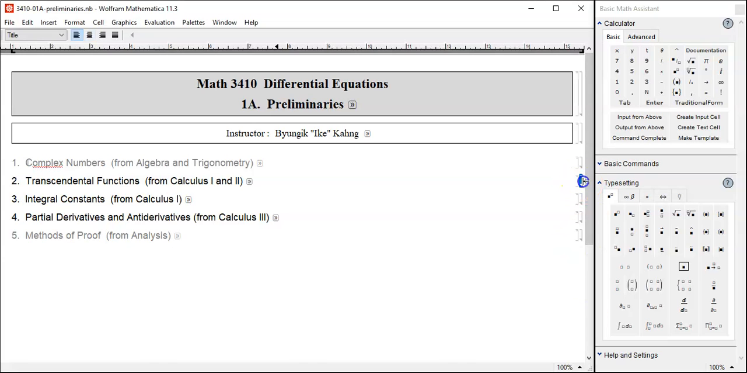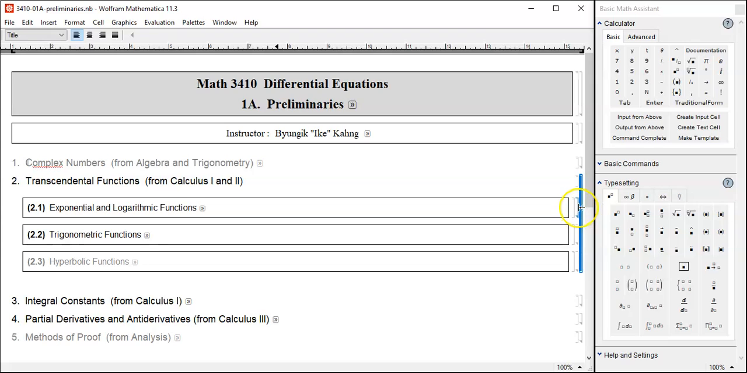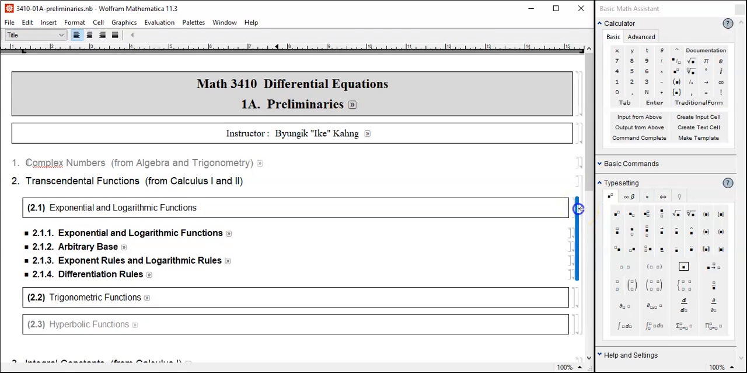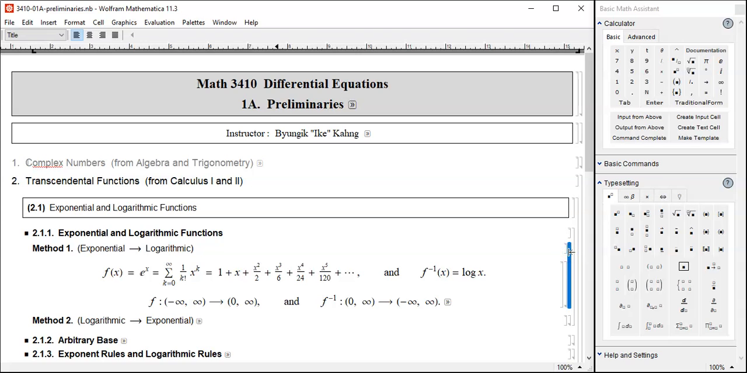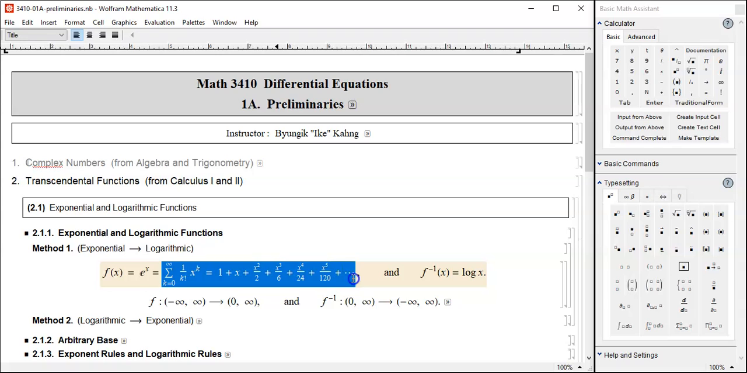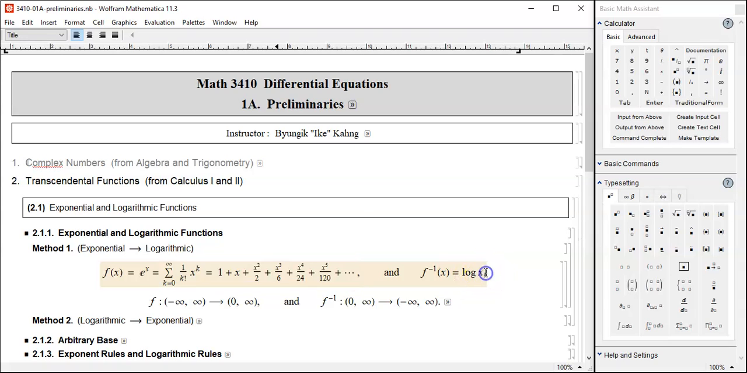Here we go. Let's begin with exponential and logarithmic functions. There are two ways to define exponential and logarithmic function. Excuse me, I take it back. There are many ways, but two of my favorite ways are these two. First, define the exponential function using Taylor-Maclaurin expression, like this, and then define the logarithmic function as its inverse.